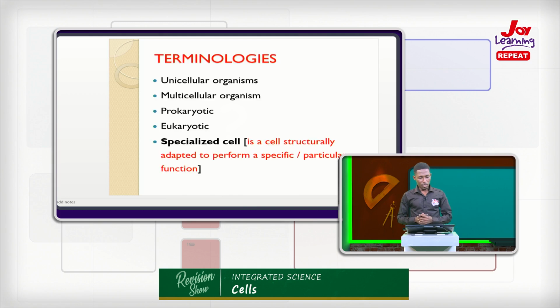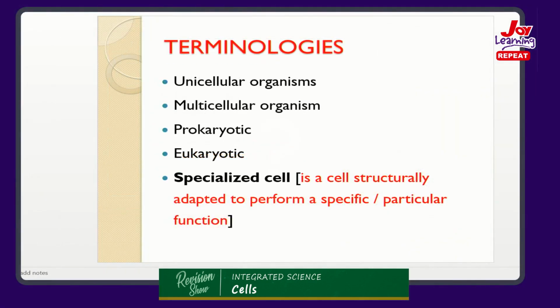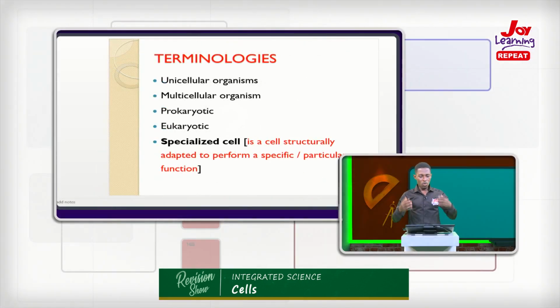So let's look at some terminologies too that will come across in WASSCE. Unicellular organisms, multicellular organisms, prokaryotic, eukaryotic, and specialized cells. We use the term unicellular, that whatever we describe as a cell, an organism who carries all his life activity just in one cell is referred to as unicellular. Simply we say it's a single-celled organism. That's the word, single-celled.